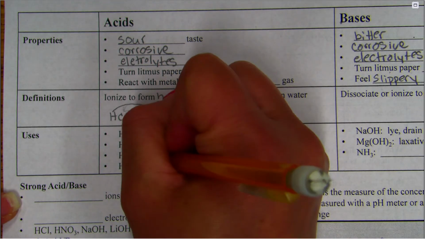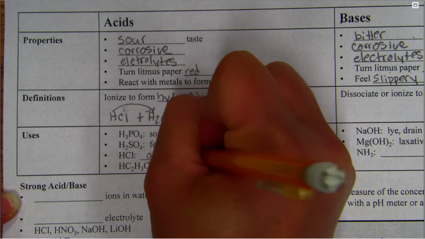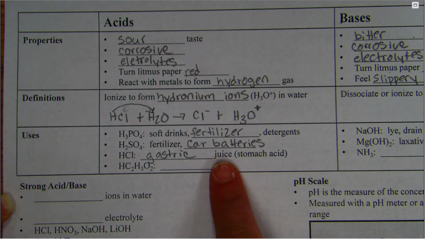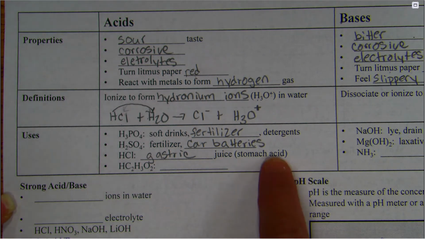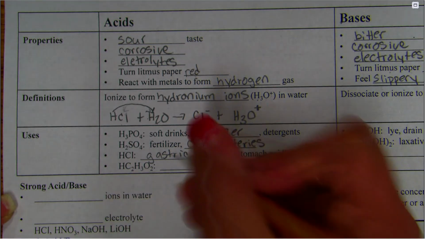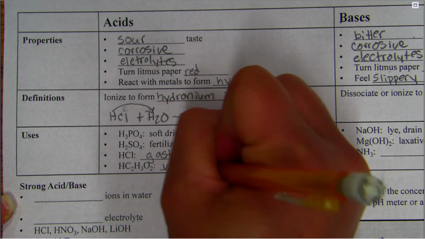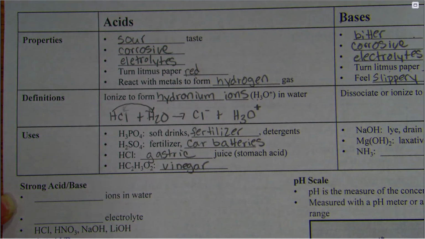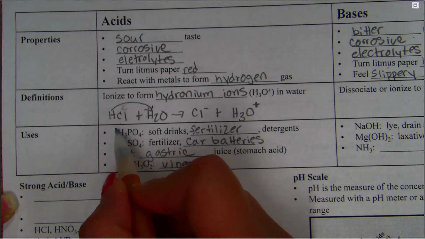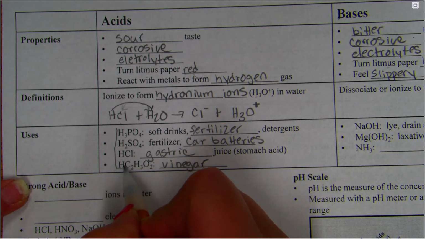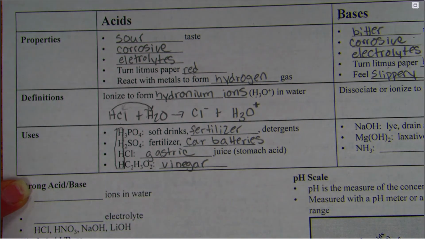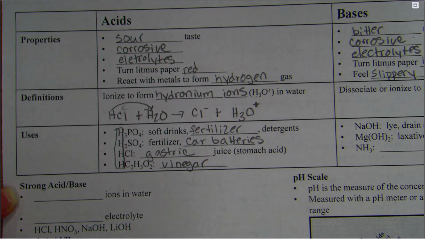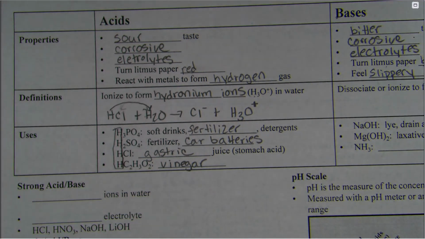Hydrochloric acid, this is our stomach acid. So the big fancy word for that is the gastric juice in the stomach. And this is what, along with other things, helps to digest food that you eat. And then we have acetic acid, which is vinegar. Now, what do we notice about all of our acids? All of our acids start with what element? Hydrogen. So if you see something that starts with a hydrogen, it is an acid. No exceptions for this class.